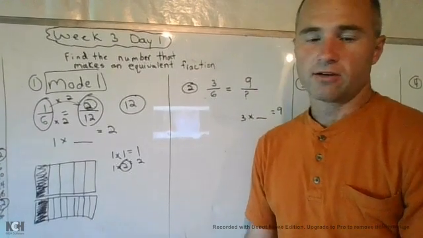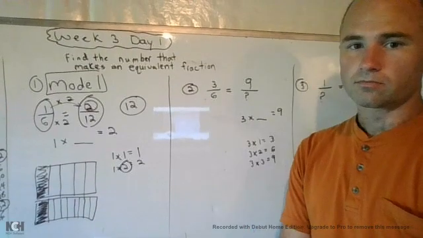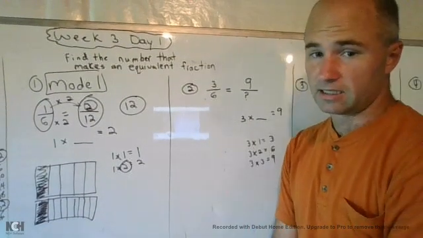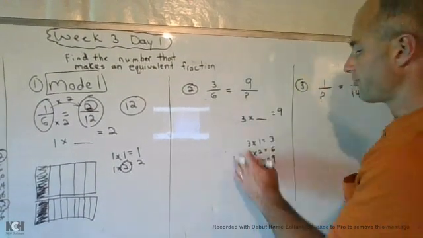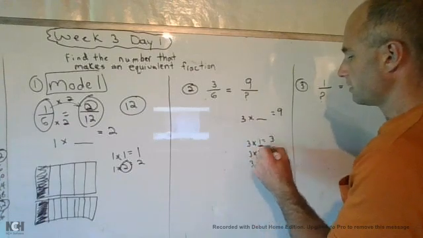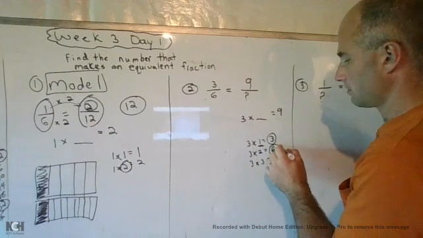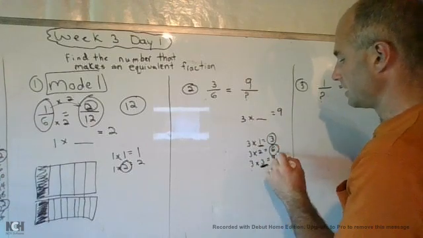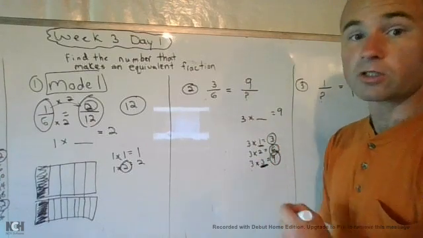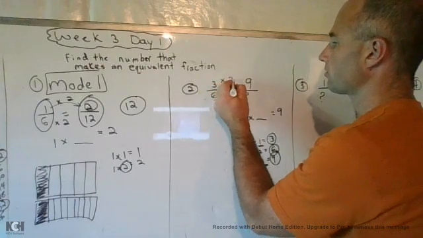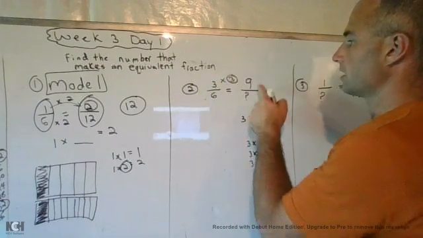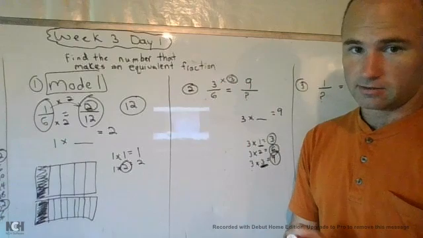Hit the pause button now and solve. Okay, so to get to 9, I did my 3 times tables here. 3 times 1 equals 3. Nope, we're looking for 9. 3 times 2 equals 6. 3 times 3 equals 9. Which means it took me 3 times to get to 9.